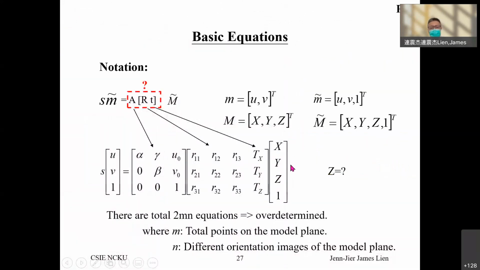So right now we are on page 27. The input is this one. The output is this one. So what is this one? This one is the 3D position.